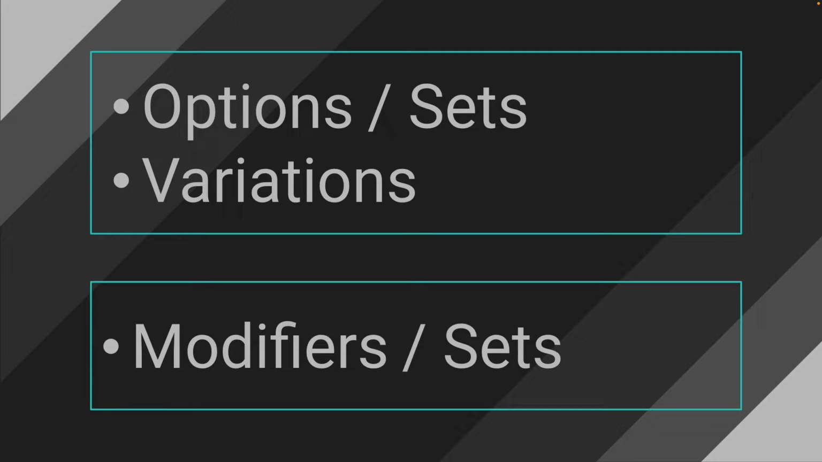Next, we have modifiers and modifier sets. So modifiers exist inside modifier sets. Now, these are the two concepts. The options and variations are related, and they're separate from modifiers. Now I'll describe them in a little bit more detail.